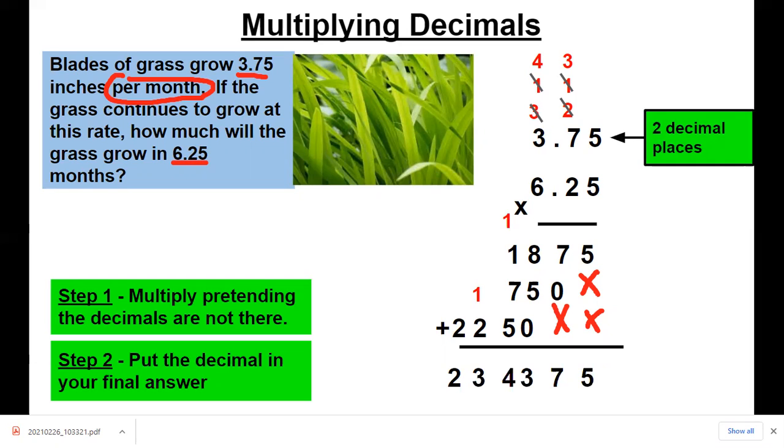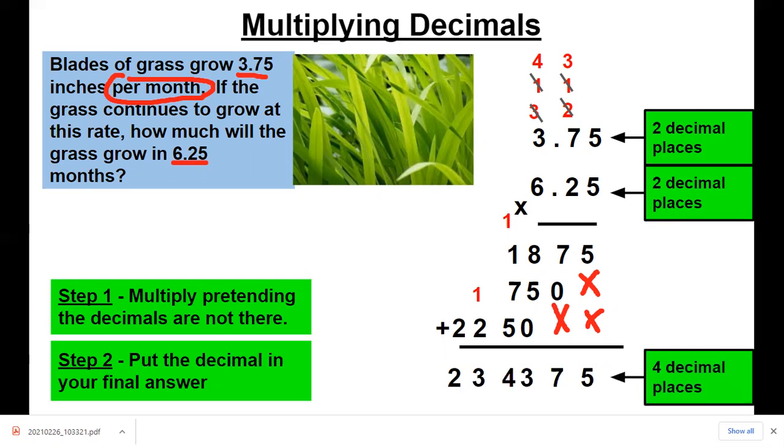And it's got 2 decimal places after it. I also look at the second number that has 2 decimal places. So I know my answer has to have 4 decimal places. 2 plus 2 is 4. So I start at the end of the number and I'm going to jump 4 to the left. 1, 2, 3, 4. So there's where my decimal goes.